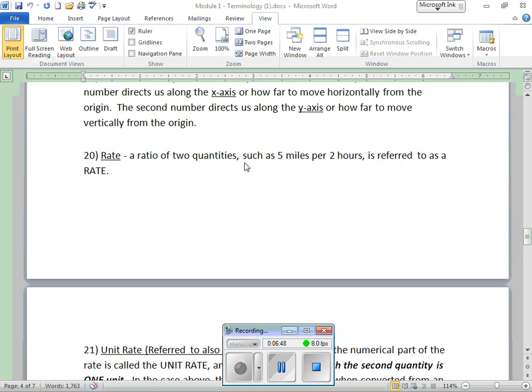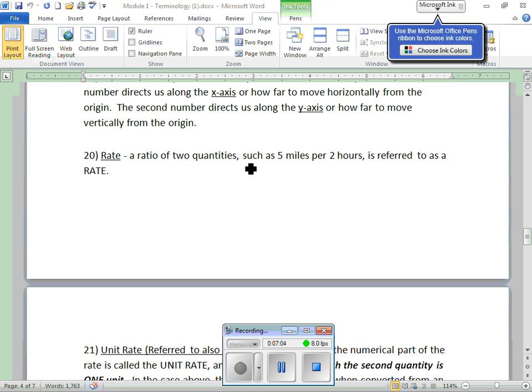Now looking in your green notes, number 20, highlight rate. Rate is a ratio of 2 quantities, such as 5 miles per hour, 5 miles per 2 hours is referred to as a rate. So basically a rate is a ratio. So highlight the definition for number 20 and circle the word ratio because basically a rate is a ratio.